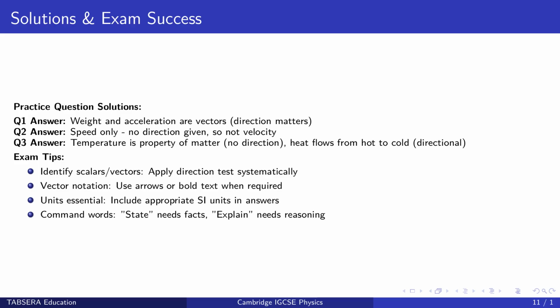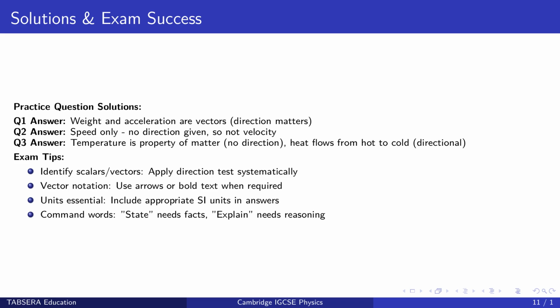For question 2, this describes speed only because no direction is given. Velocity requires both magnitude and direction. 60 kilometers per hour eastward would be velocity. For question 3, temperature is a property of matter with no directional component. Heat transfer is directional because thermal energy flows from hot objects to cold objects.